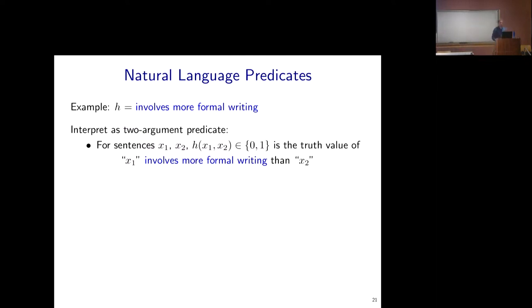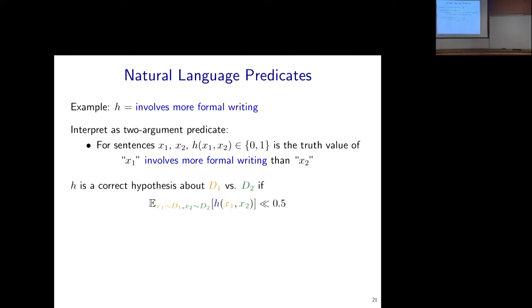So as an example, suppose that we had the hypothesis H, which involves more formal writing. Well, we can interpret this as a 2-argument predicate that takes in 2 sentences and outputs a binary truth value, 0 or 1. How do we interpret it as a 2-argument predicate? We say h of x1, x2 for sentences x1 and x2 is just the truth value of the statement: x1 involves more formal writing than the sentence x2. And that, in principle, has some well-defined truth value. Humans could evaluate it, but instead we'll just ask an LLM to evaluate it.